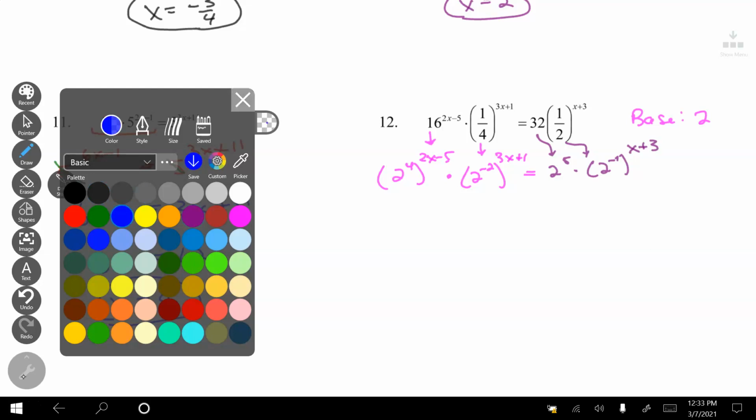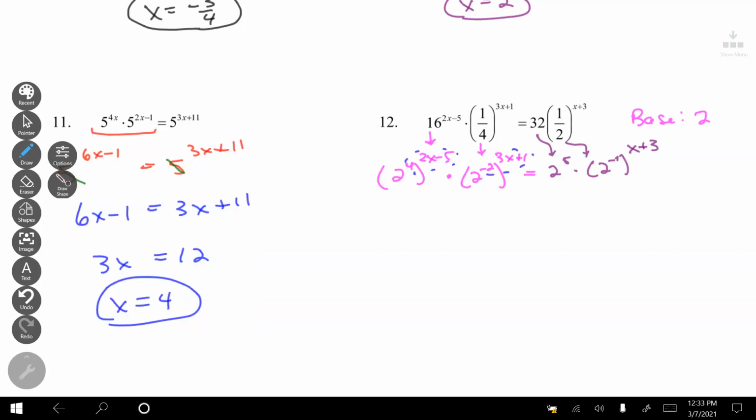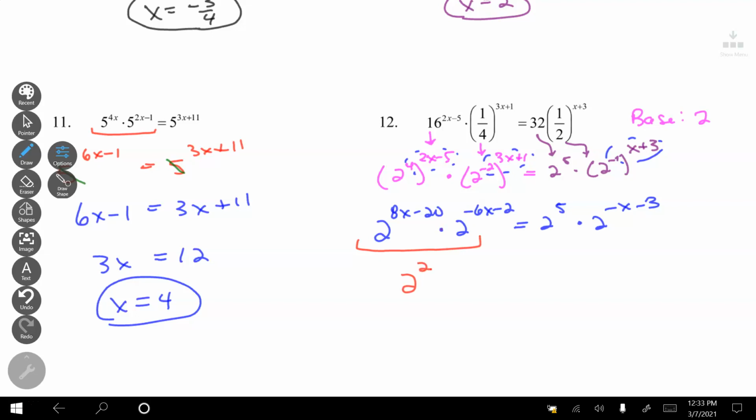And now I'm going to multiply all these exponents out. 2 raised to the 8x minus 20 times 2 to the negative 6x minus 2 is equal to 2 to the 5th times 2 to the negative x minus 3. Again, I have same bases here. 2 raised to the add exponents, 2x minus 22. And I have the same thing over here. 2 to the negative x plus 2 when I add my exponents on that side.